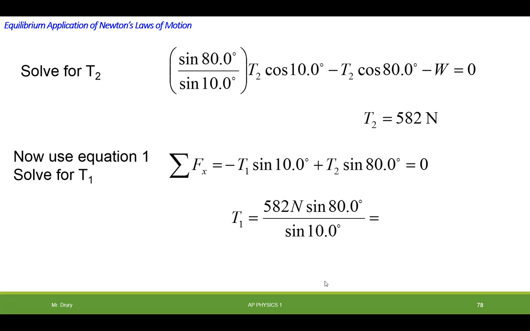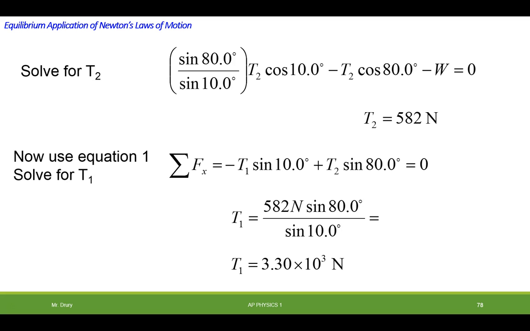And this is just algebra, so if you need a moment to look at it, once again, pause the video, see where I came up with these equations, how I manipulated the algebra to come up with an answer of 3,300 newtons. And that's basically how you do equilibrium problems using Newton's laws.